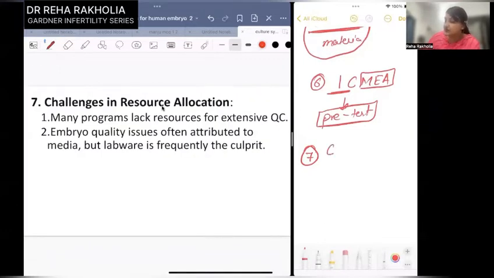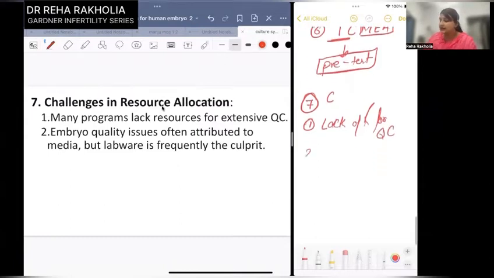Then the seventh is resource challenges and resource allocation. Okay, first is lack of resources for quality control. And the second challenge is that media is considered a culprit, but most frequently labware is the culprit. Labwares are the culprit. This is not the culprit. This is the culprit. Okay.